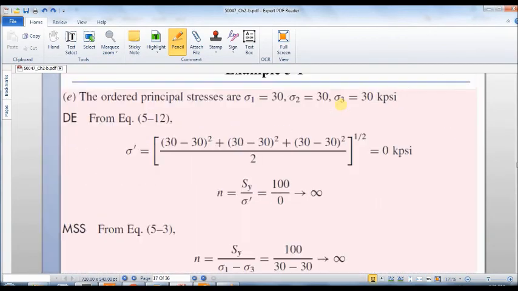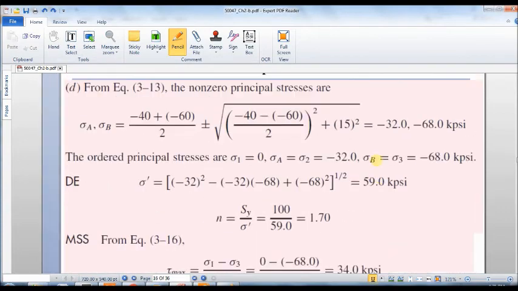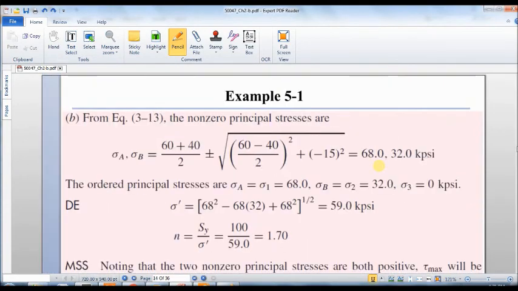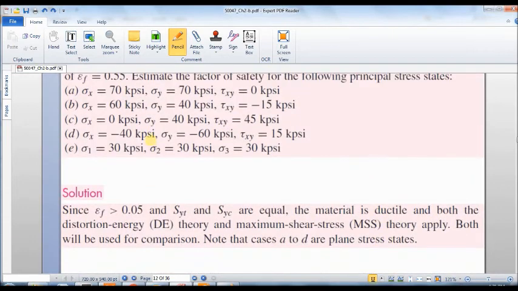Part E. Okay, so we will use equation 5-12 to find the maximum principal stress. As you can see, what happened, the effective stress becomes zero. What is the reason? Because these three principal stresses are equal. In this case, when three principal stresses are equal, there won't be any distortion in the stress element.